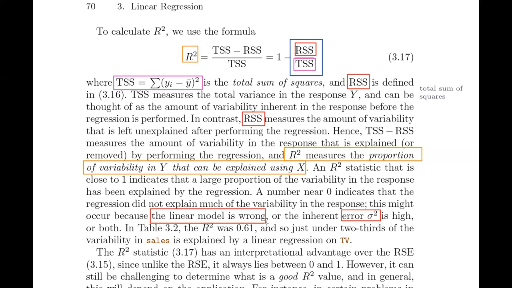In table 3.2, the R squared was 0.61, and so just under 2/3 of the variability in sales is explained by a linear regression. I think this is really, really important. 2/3 of the variability in sales is explained by a linear regression on TV.